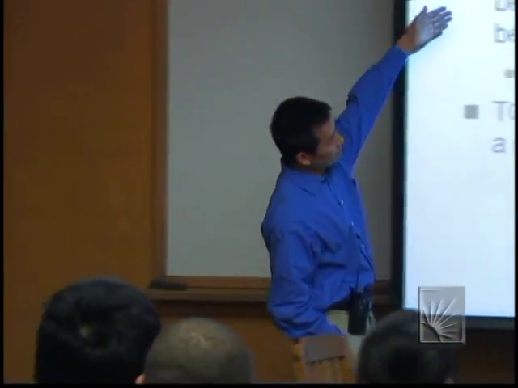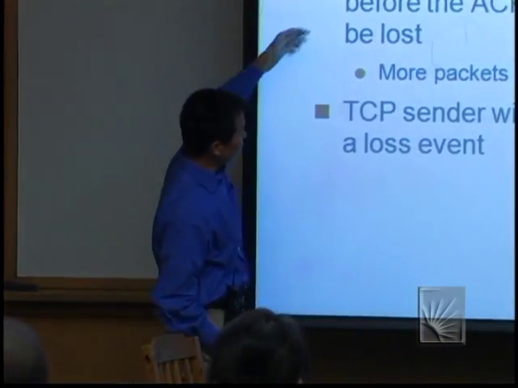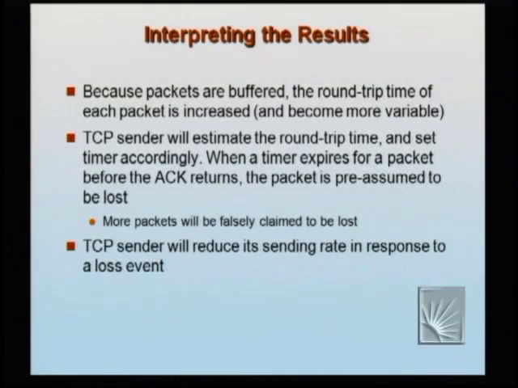Because of this, the timer expires for a packet more often than in the case without network coding. Because of this reason, the sending rate of the sender will be decreased.